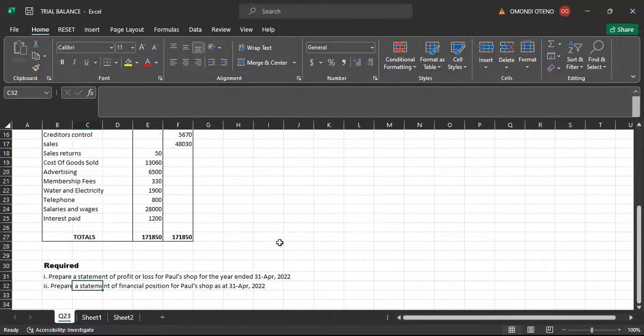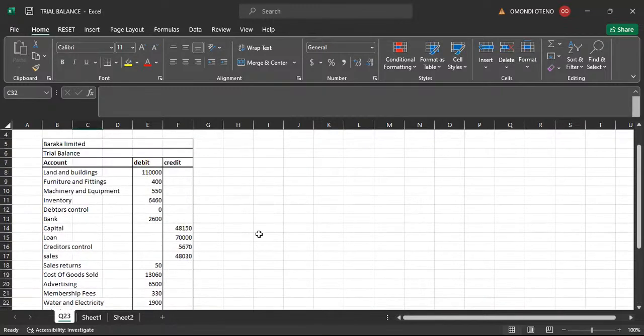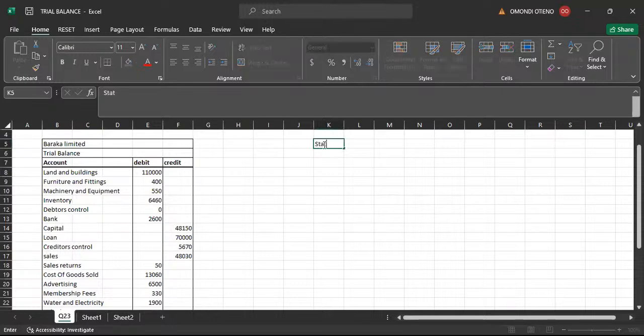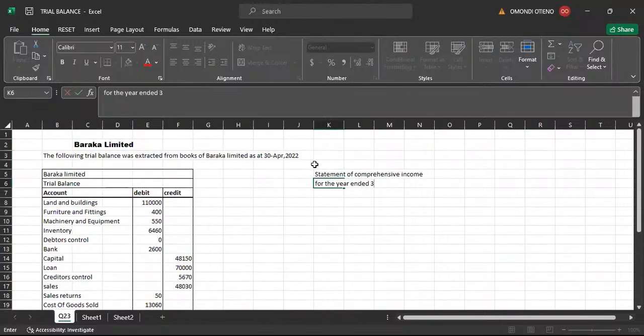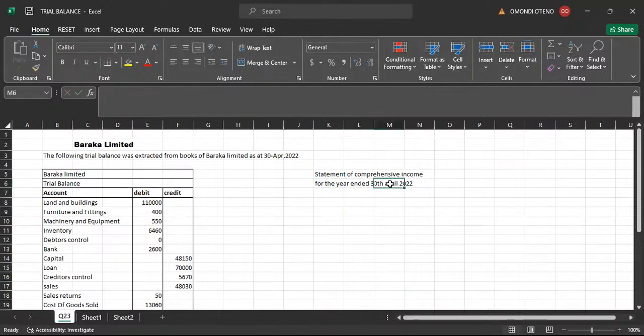I want us to do this with these great people here. I want us to start with the profit or loss, which we normally call statement of comprehensive income. Statement of comprehensive income for the year ended 30th of April 2022.